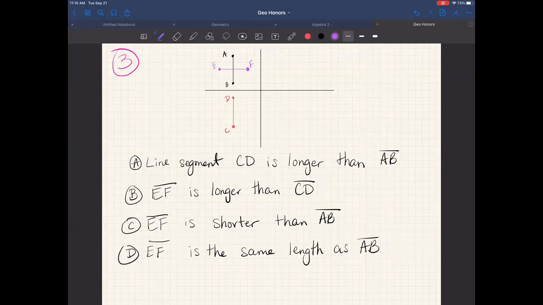So once again, which statement is true? This is a lot of the test, which statement is true. Line segment CD is longer than AB, EF is longer than CD, EF is shorter than AB, or EF is the same length as AB. So go ahead and put in your answers, and I know you are right. Kaylee is also right.